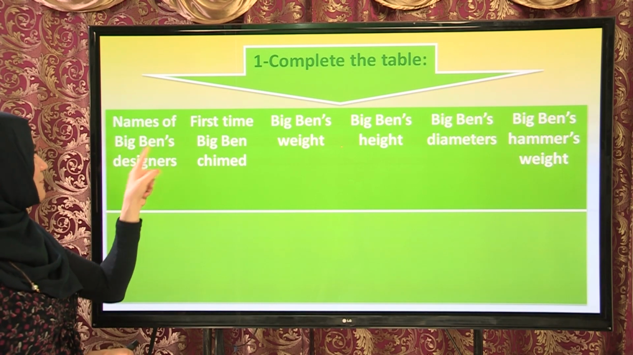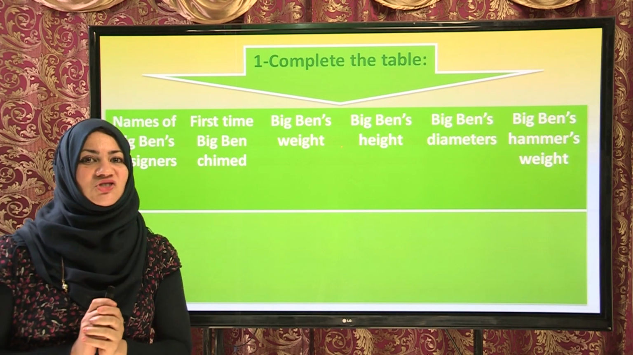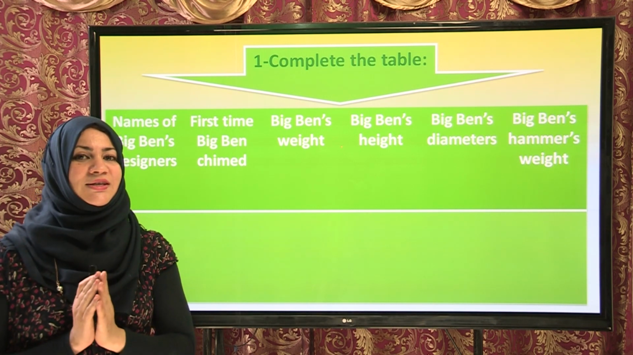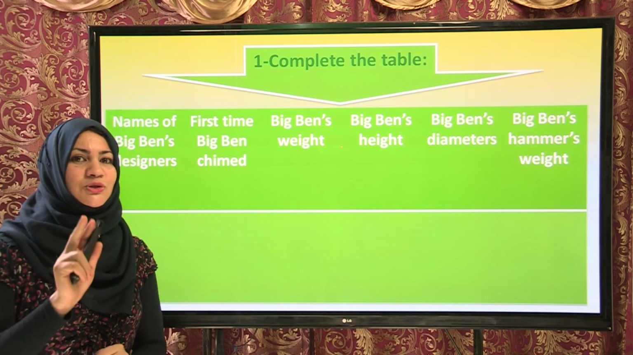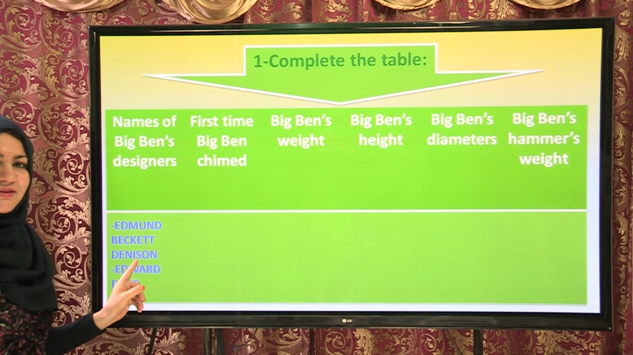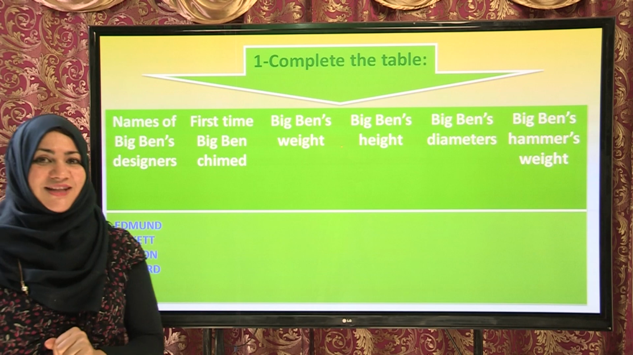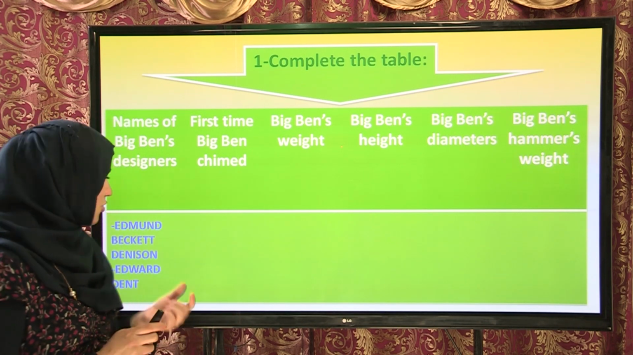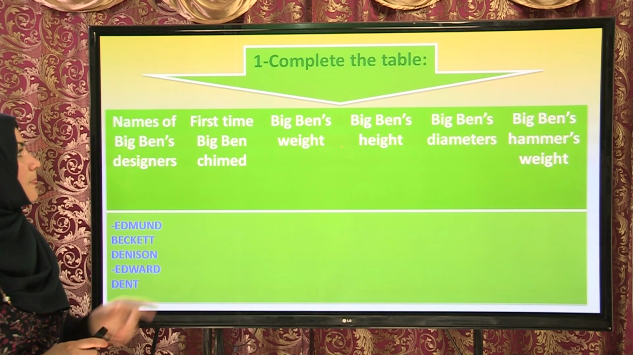Names of Big Ben's designers. Come on, my students. We have just read the text. So, who designed Big Ben? Yes, very good. There are two persons. Edmund Beckett Denison, and the second one is Edward Dent. So, both designed Big Ben.